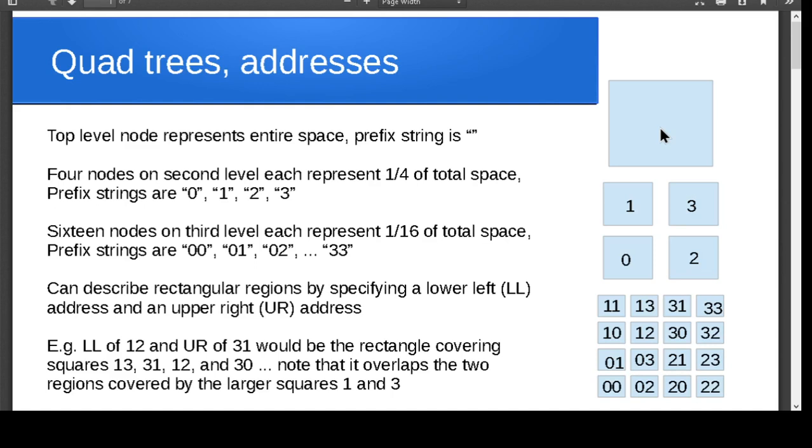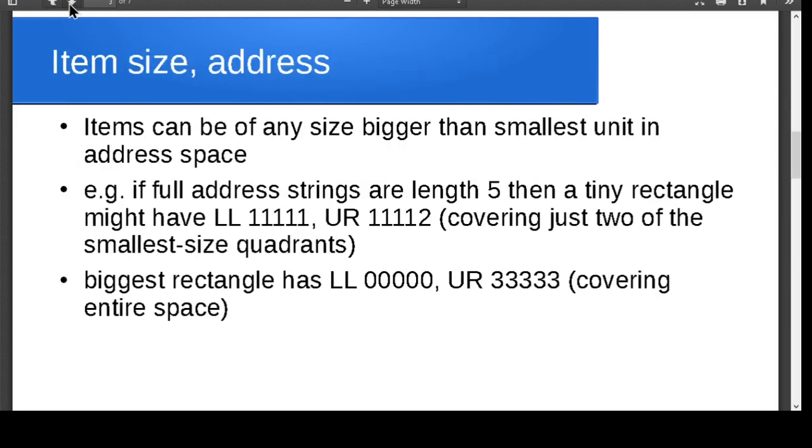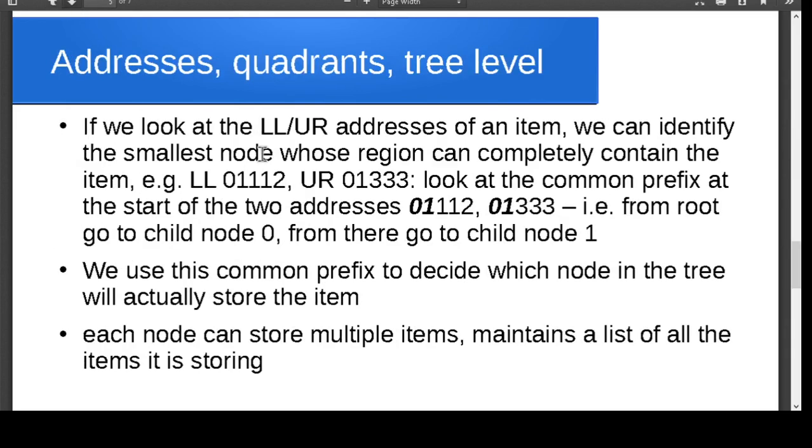So there are going to be lots of cases where we've got a bunch of different items stored in any one particular node. So each node will maintain a list of all the items it's keeping track of. We take a look at where an item goes, jump our way down to that particular node in the tree, and add that item to the list for that node.